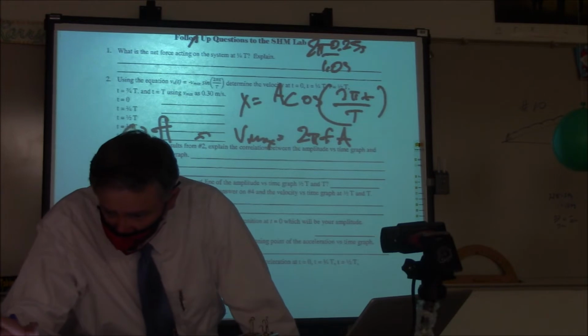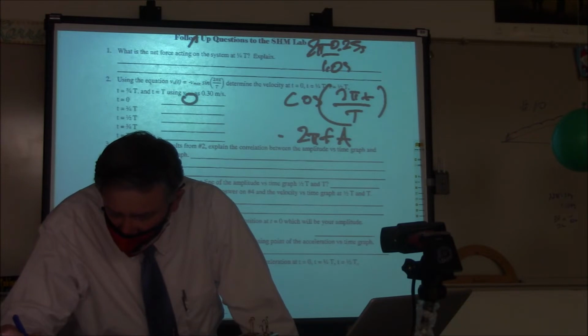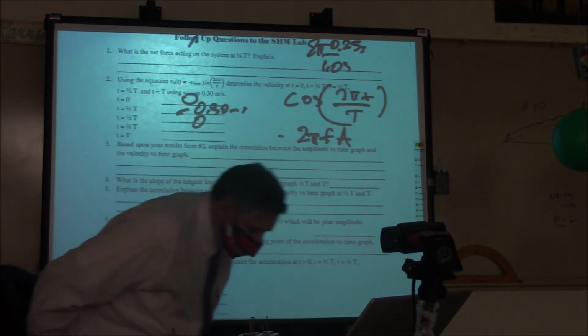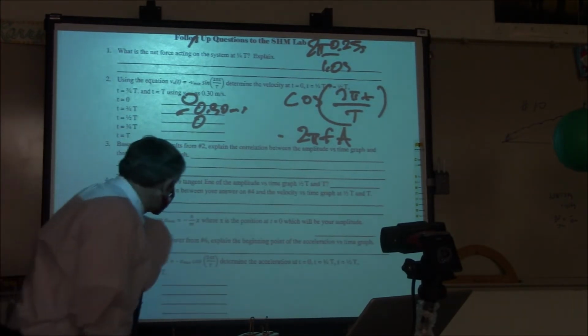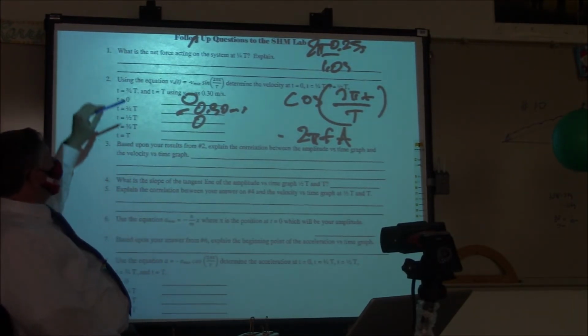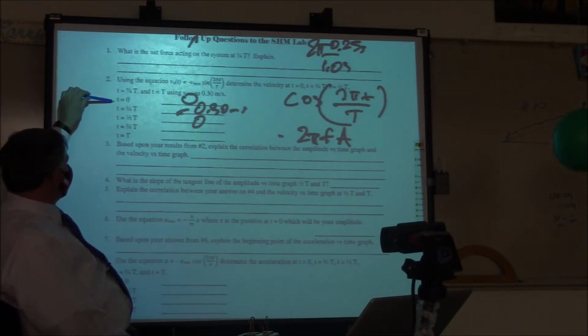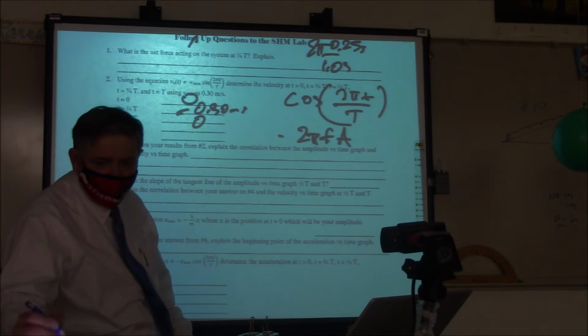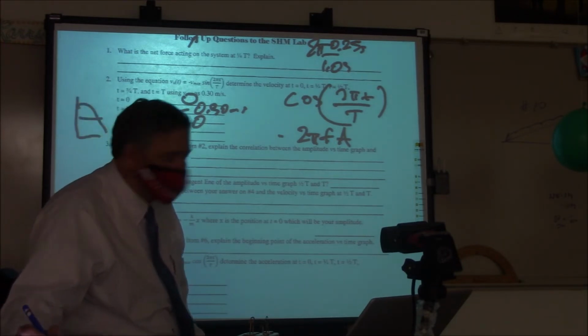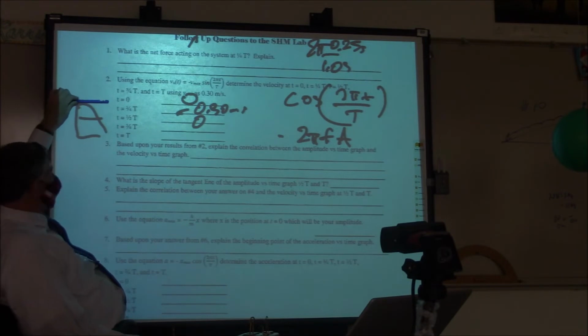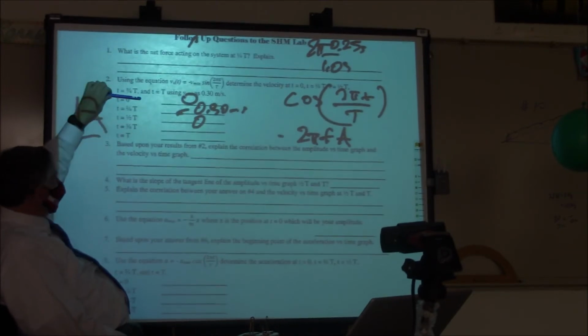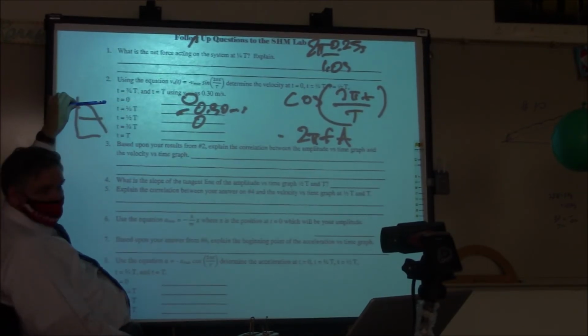Basically, without ruining the surprise, here's what you should have: this is going to be 0, and you can have negative 0.3 meters per second, and then you're going to go back to 0, and then it's going to be positive 0.3, okay? So it's going to oscillate back and forth. So here's the deal. At time equals 0 on your position time graph, that started up here, and you would have a slope of a tangent line which is 0. That's why your velocity at time 0 is 0, because that's the slope of that tangent line.